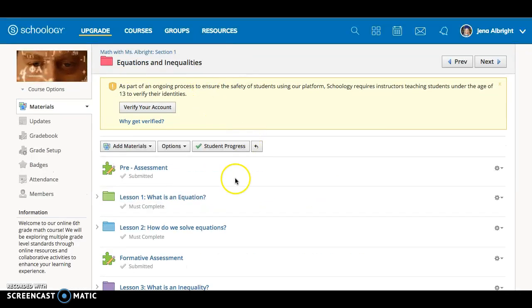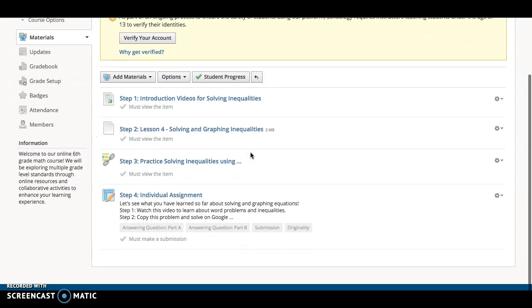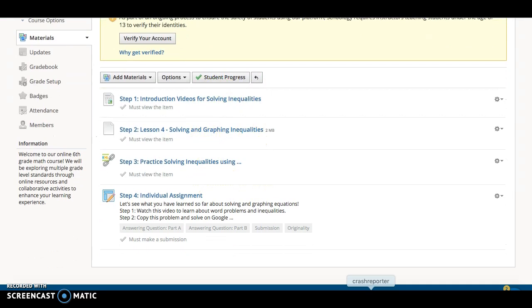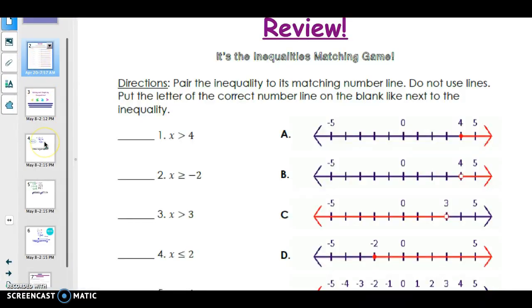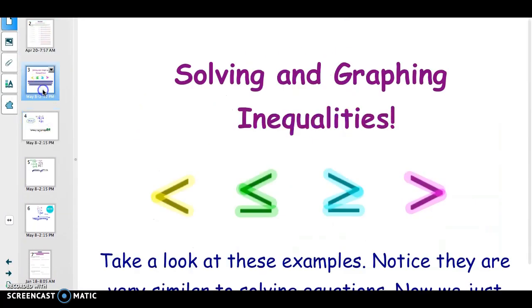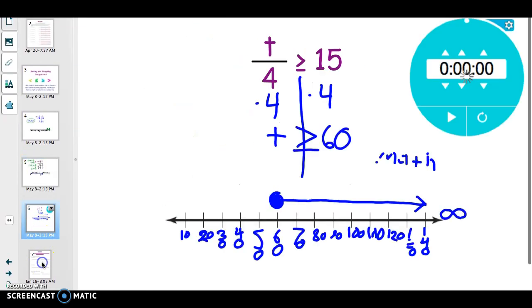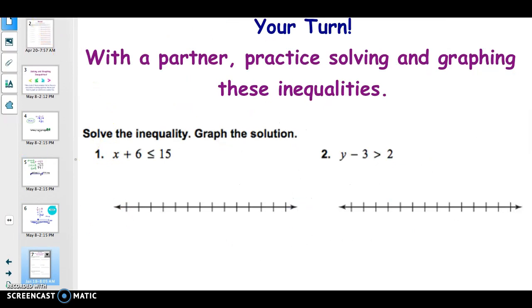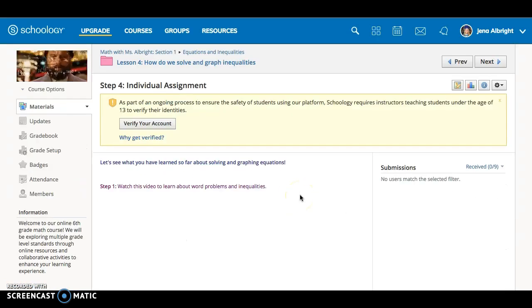Heading back to our unit folder, we have our last lesson 4, solving and graphing inequalities, laid out the same again. Our slides for this one, kind of an overview matching game. Then the basics of looking at examples and then solving some on their own or with a partner. Okay, this lesson I ended with our individual assignment that students were asked to complete.